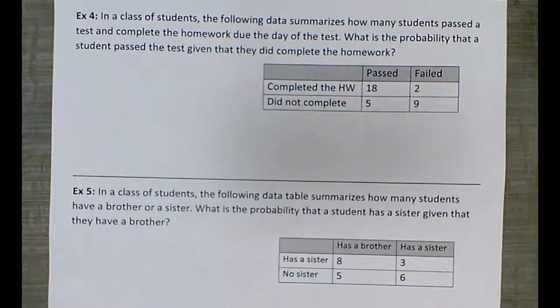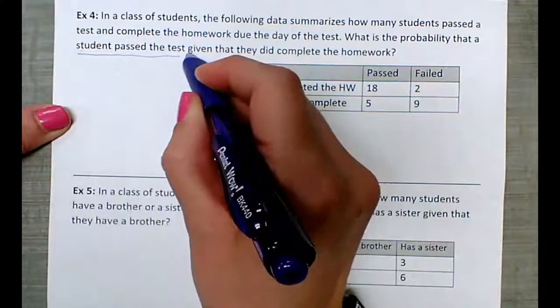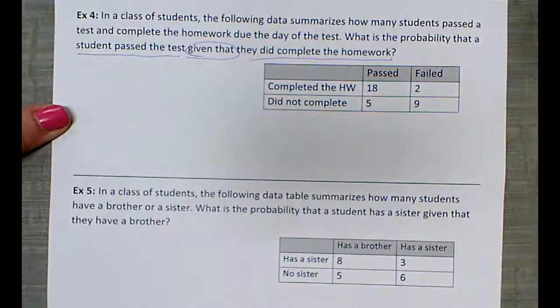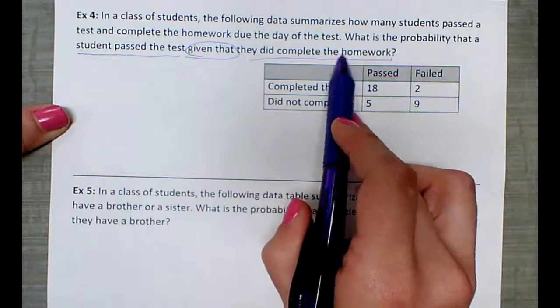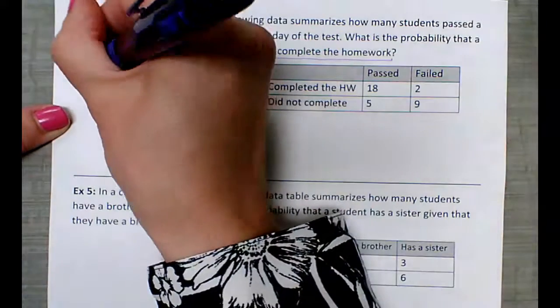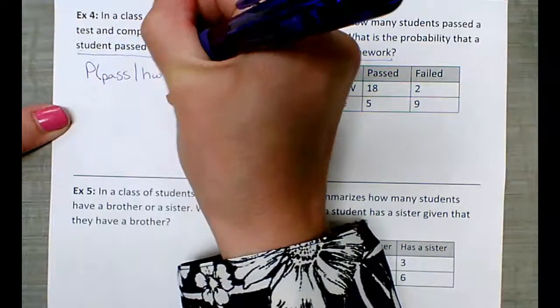Example 4. In a class of students, the following data summarizes how many students passed a test and completed the homework due the day of the test. What is the probability that the student passed the test given that they did complete the homework? Those are our two events. What was given? What is known? Is it that the student passed the test or that they completed the homework? It is given that they completed the homework. So I need the probability that they pass given that they did the homework.